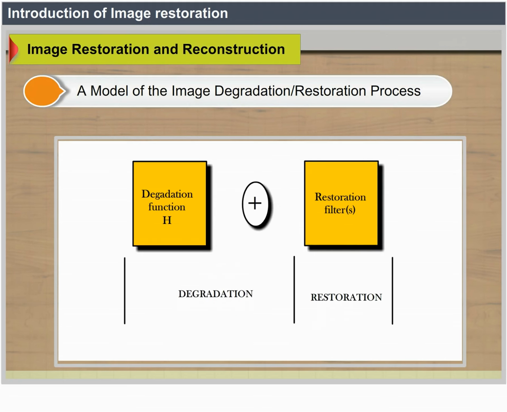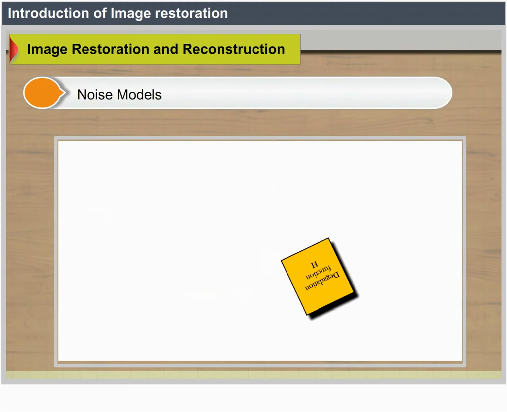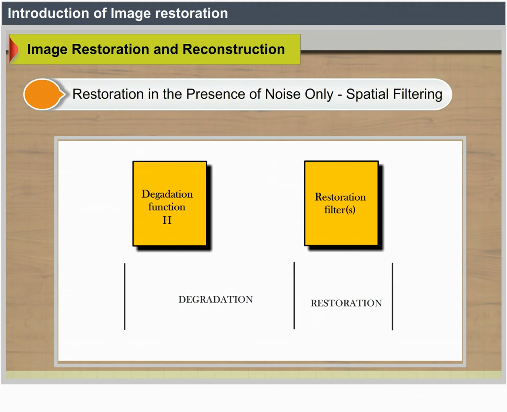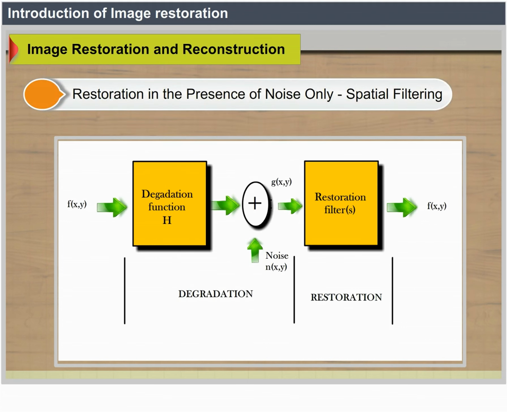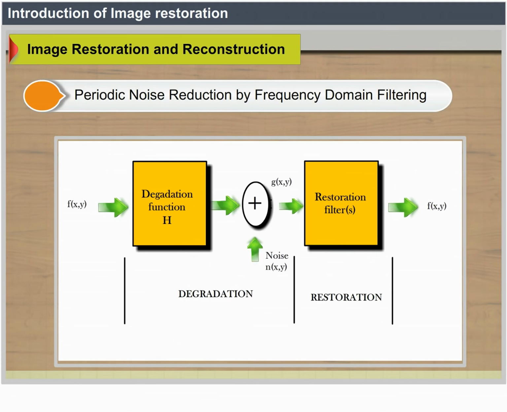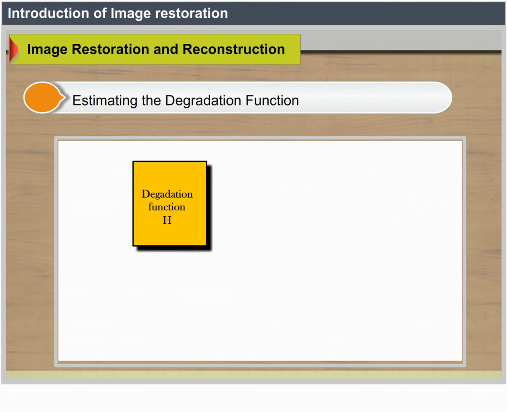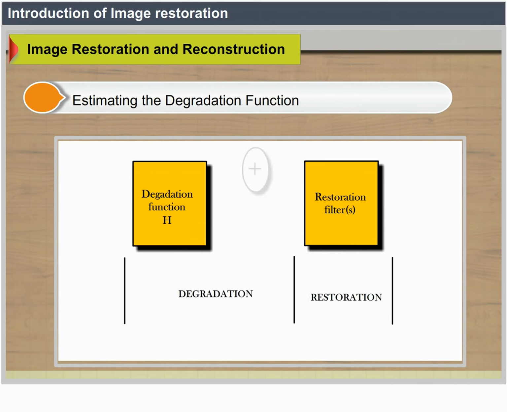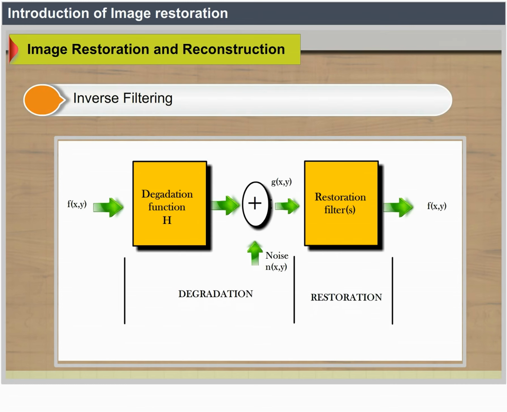A model of the image degradation and restoration process. If H is a linear position invariant process, the degraded image representation is shown on the screen. The spatial domain representation of the degraded image is also shown.